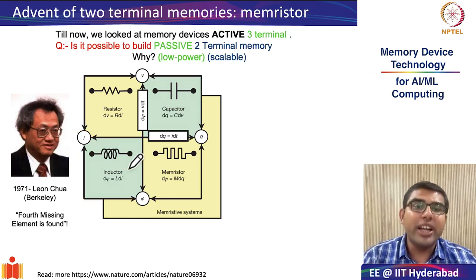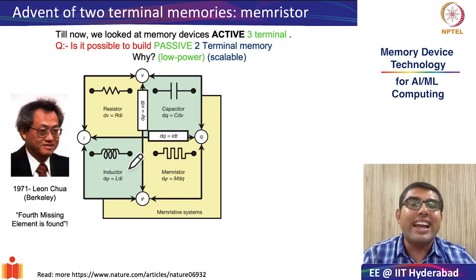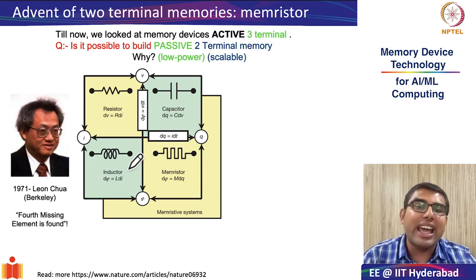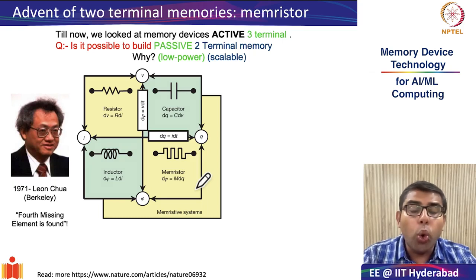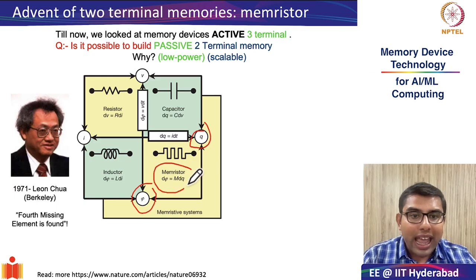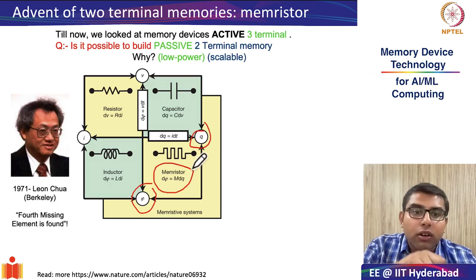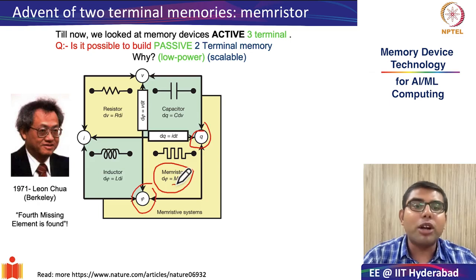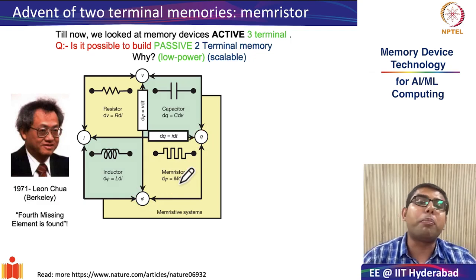Out of the 4 parameters that characterize an electromagnetic circuit, we saw all are interlinked to each other. Only one element was missing: a device or a 2-terminal passive element that could link flux to charge. And Leon Chua proposed that an element which links flux to charge, indicated by the letter M, d psi equal to M dq, will have very, very interesting properties.